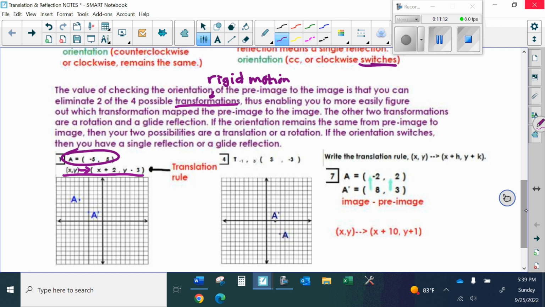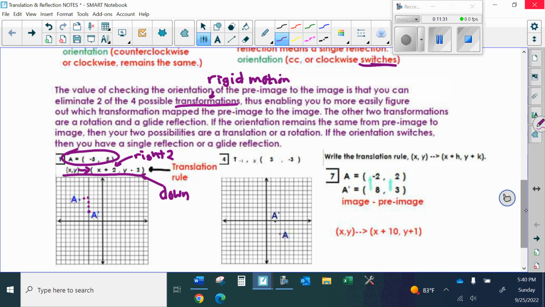So this says add 2 to every x coordinate. So that means go right 2, and go down 3. Should be very easy. So I go right 2, 1, 2, down 3, 1, 2, 3. And so right there is my A prime.